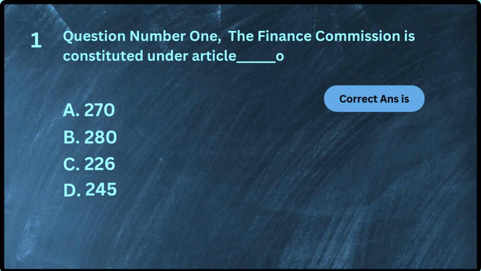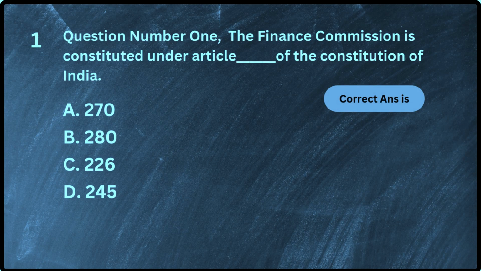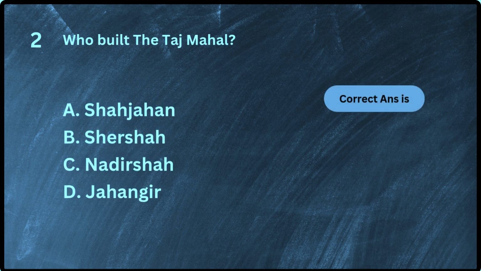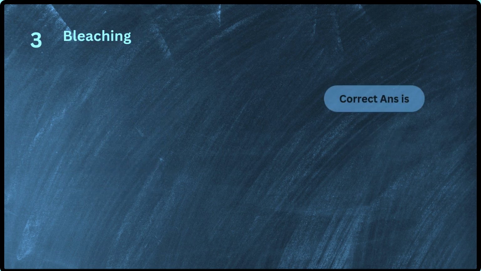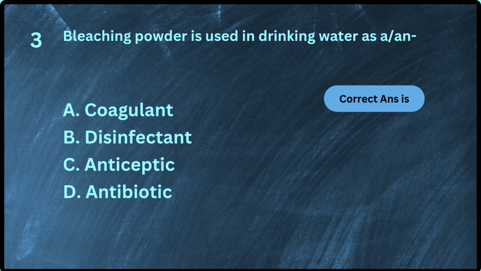Question number 1. The Finance Commission is constituted under Article Dress of the Constitution of India. Correct answer is option B. Who built the Taj Mahal? Correct answer is option A. Bleaching powder is used in drinking water as a and. Correct answer is option B.